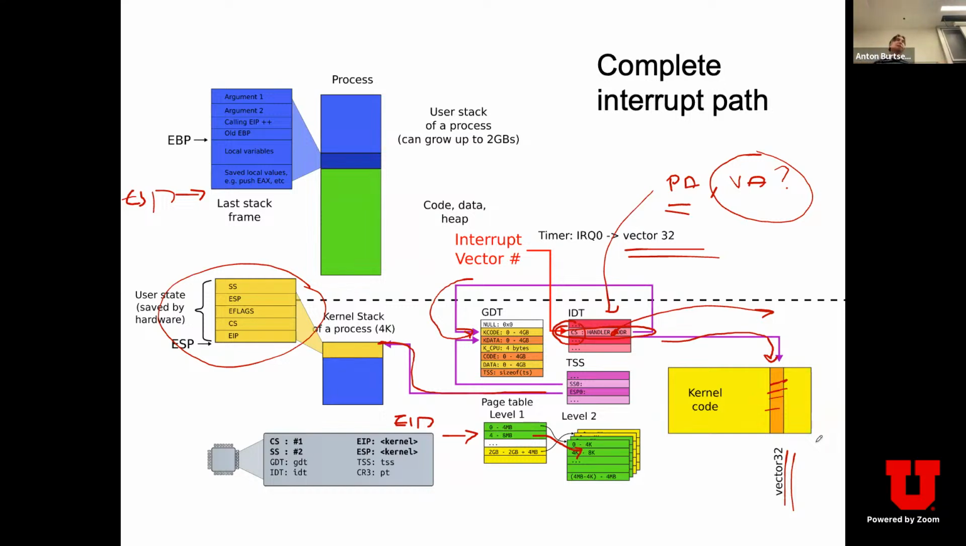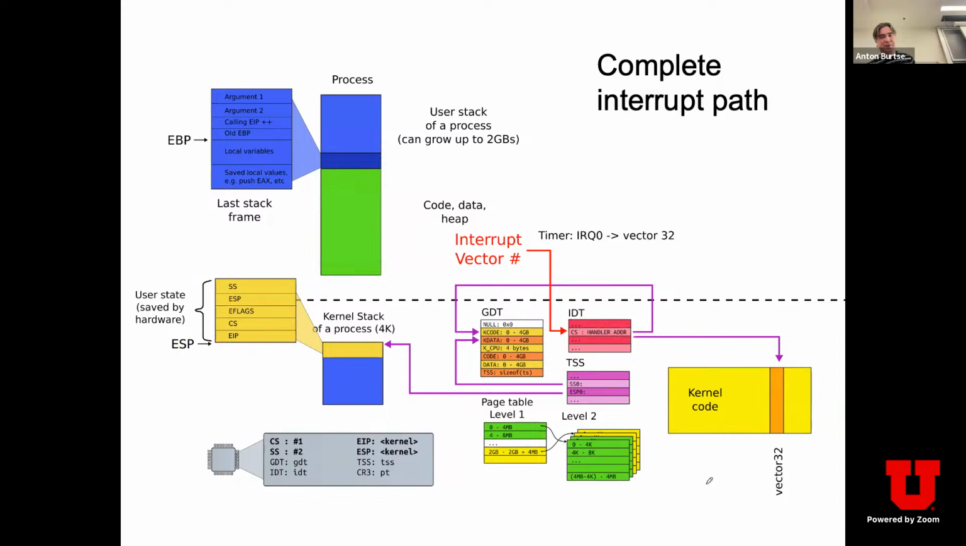Okay, good question. Is the IDT per process? From the example of the source code we just saw, it looks like the IDT is one per system. That's a great question. I keep forgetting to come to it, but since you're on it, I claim that the IDT is single and global for the entire system.